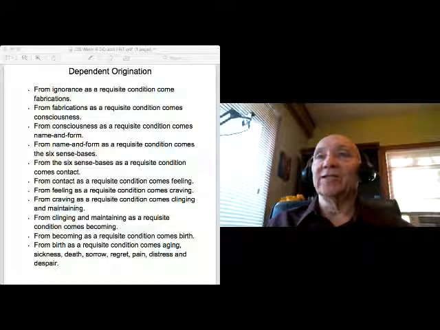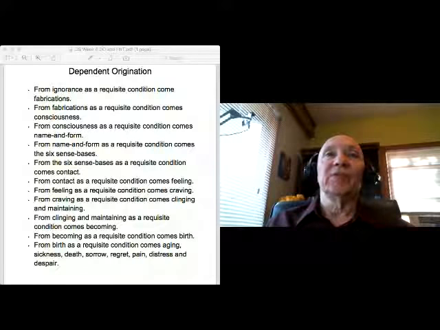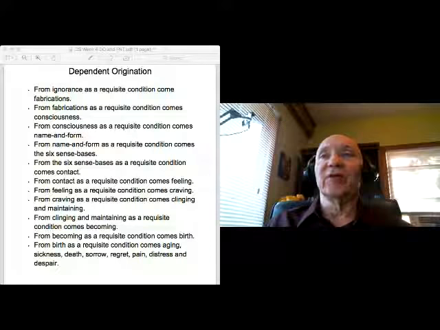And then from consciousness, from this ongoing ignorant or confused or deluded thinking, as a requisite condition, as a dependency, comes name and form. Name and form is written in the Pali as nama rupa. Name, or nama, means self-identification. We identify ourselves with this physical form. So name and form, we start combining the two. Our thinking becomes attached or clinging to the form that we identify with.